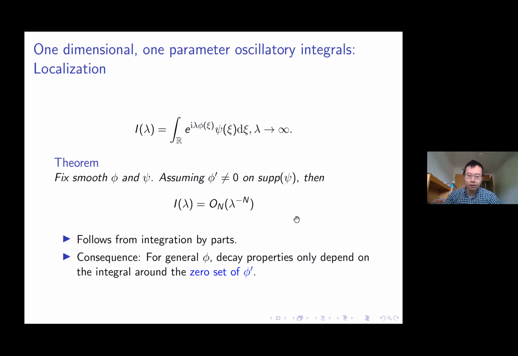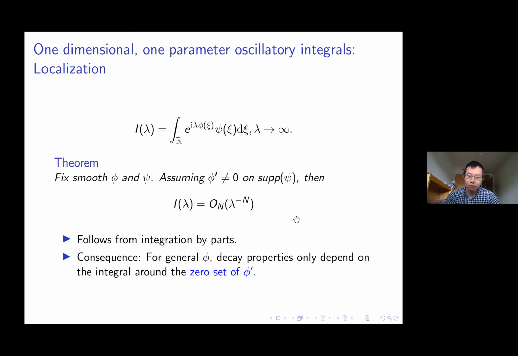But an interesting consequence is that if you have a general phi, you can use a partition of unity to decompose the support of psi, and this will show that the decay properties of I of lambda are dictated by the positions where phi prime vanishes, because when phi prime doesn't vanish, you can repeatedly integrate by parts and make the contribution arbitrarily small. So the decay properties only depend on the integral around the zero set of phi prime in the general situation. That's why it's called localization.